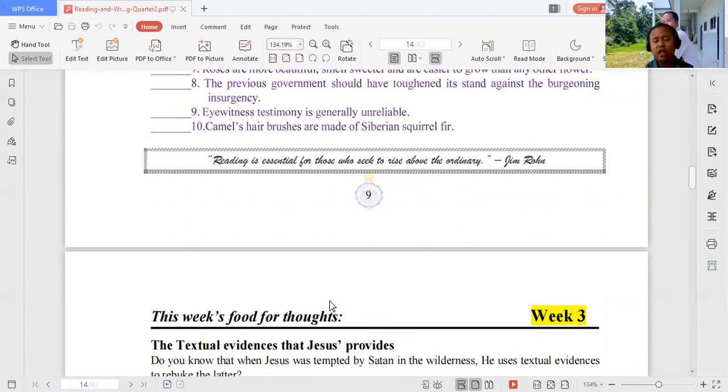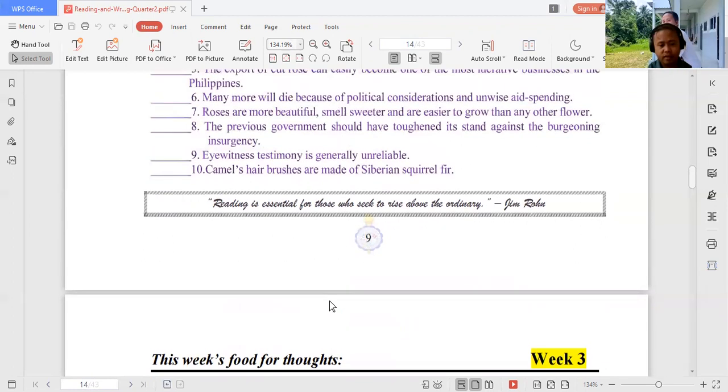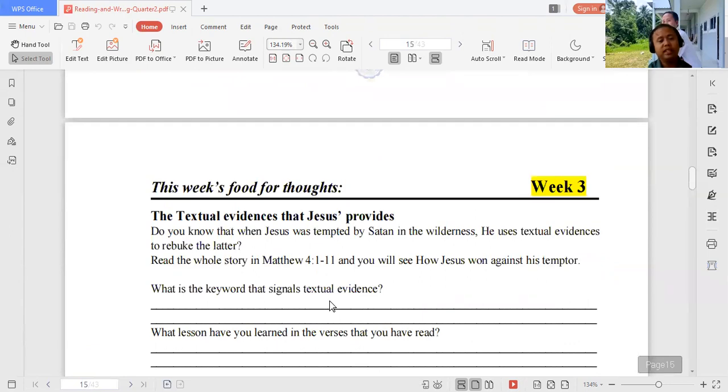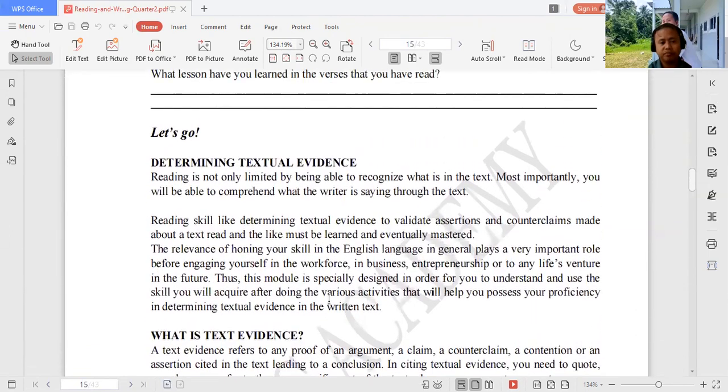All right, so the textual evidence says that Jesus provided. Okay. Now, let's go. Determining textual evidence. So you have to read this one. You just have to read it. Okay. So what is evidence? Of course, that is very understandable.